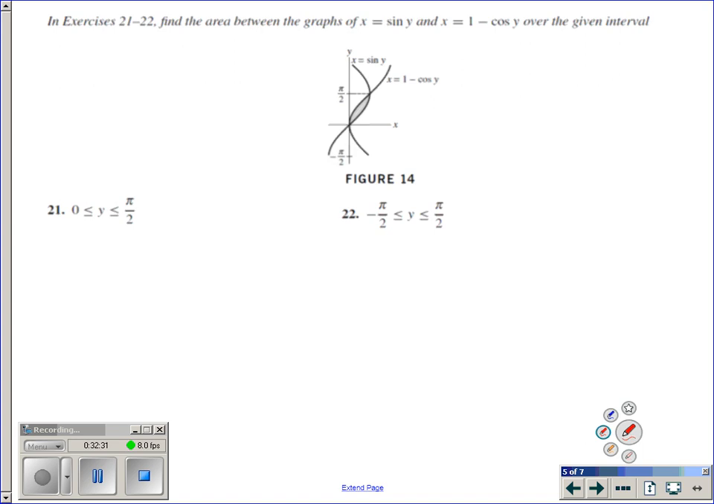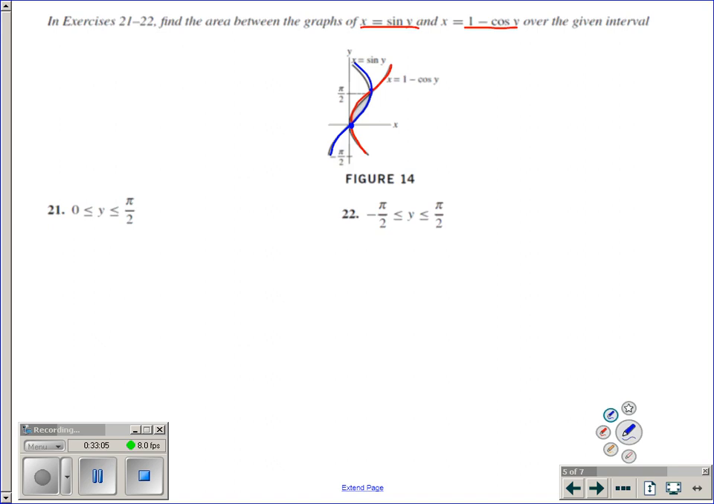It says in exercises 21 through 22, find the area between the graphs of x equals sine y and x equals 1 minus cosine y over the given intervals. Notice it's both x equals, okay? And you can even see the graph given right here. This is your 1 minus cosine of y, and this right here is sine of y, okay? Notice how you don't have any top minus bottom functions. You have a right minus a left, okay?